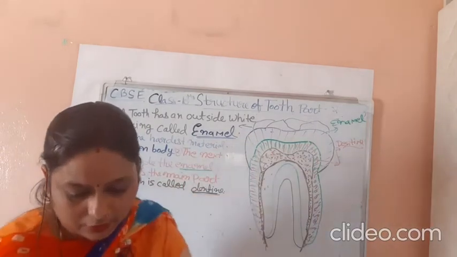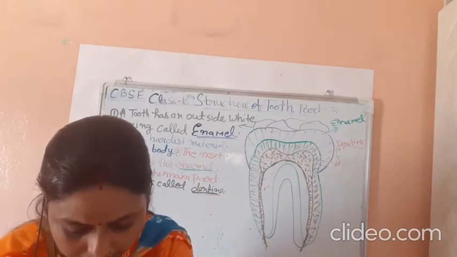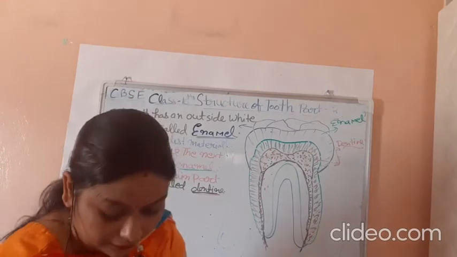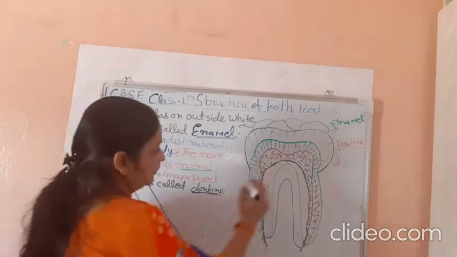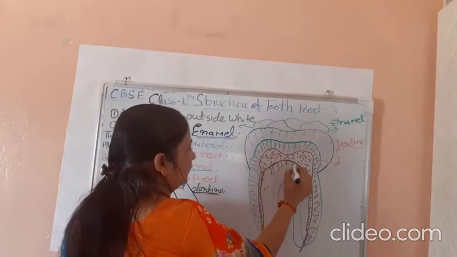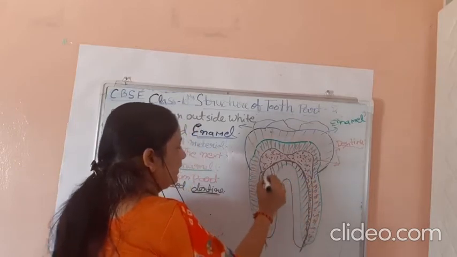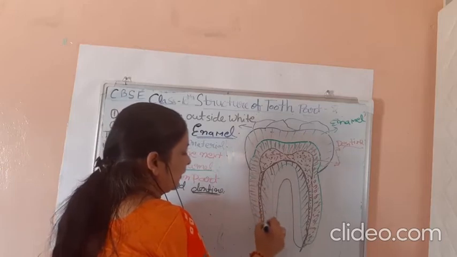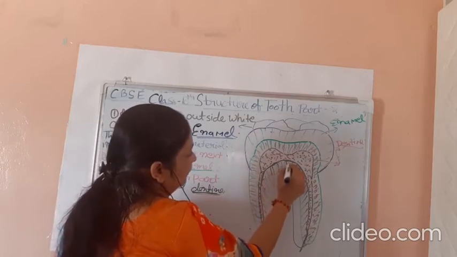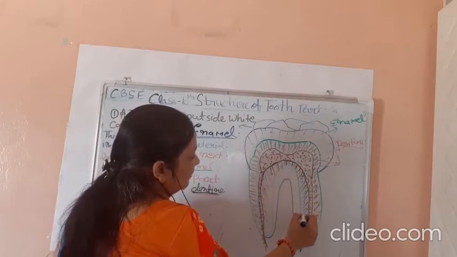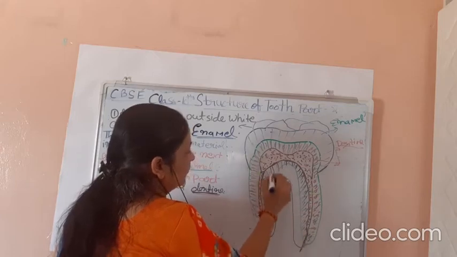This portion is called the tooth. Here, this is a blue pen, and inside is the enamel. Enamel is the hardest material in our body.